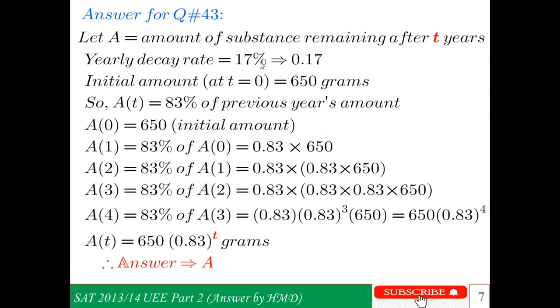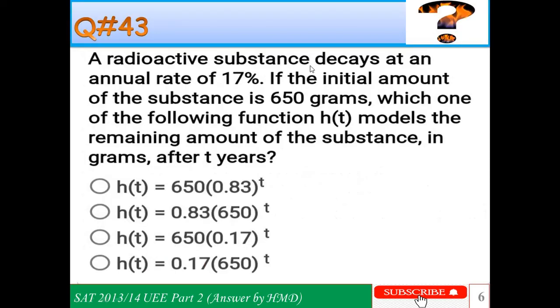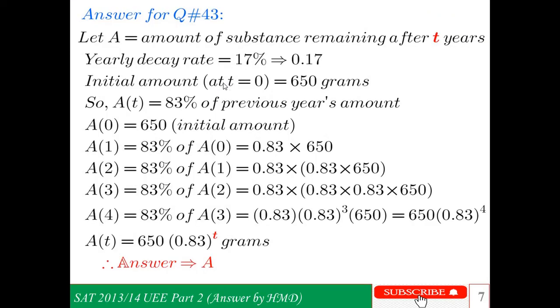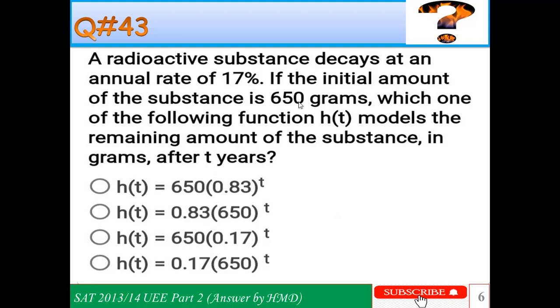The yearly decay rate is going to be 17%, which is given here. You can see here, right? This is the annual rate. Annual rate implies the yearly decay rate is going to be 17%. 17% is how much? 17 divided by 100, which is 0.17, right? What is the initial amount of the substance? Initial amount implies when t is 0. So that is 650 grams. It's again given from the question itself.